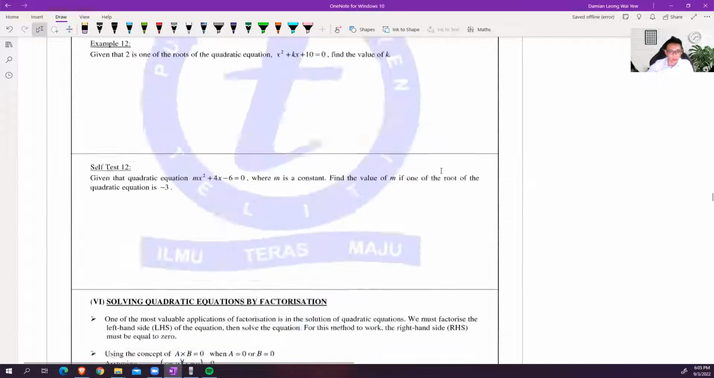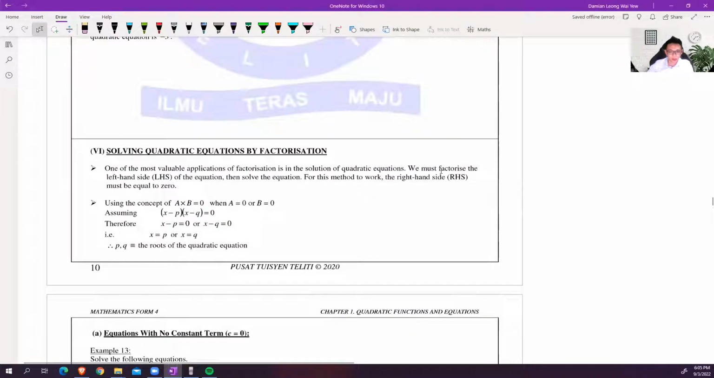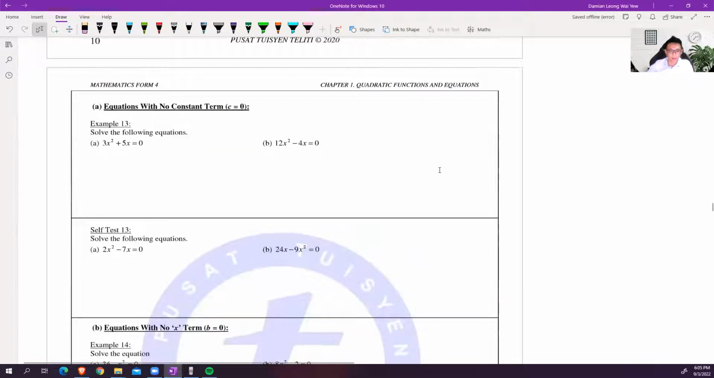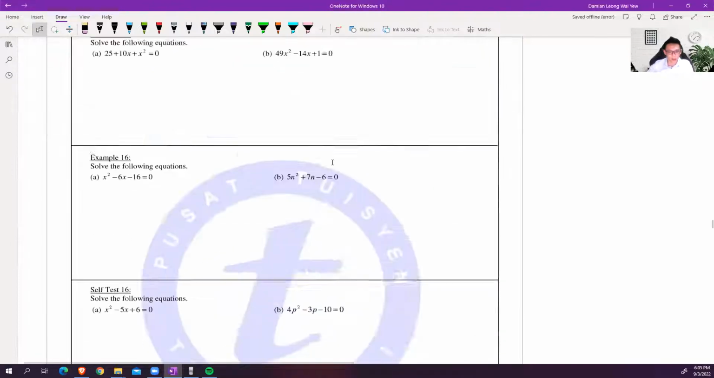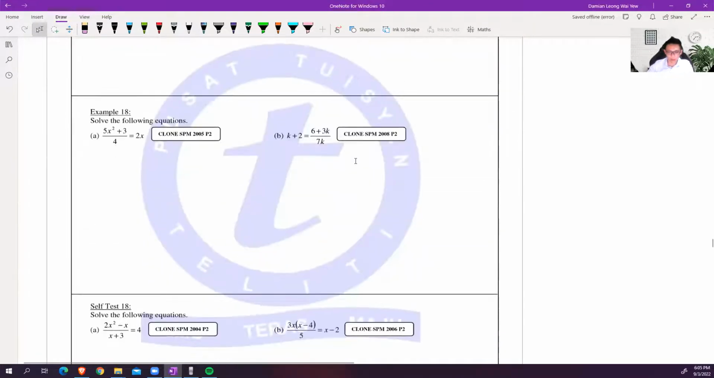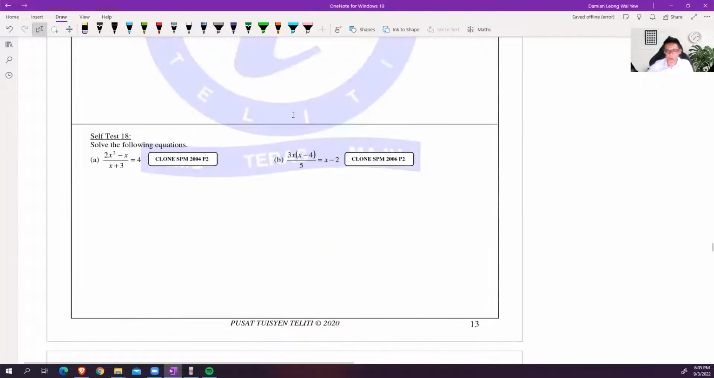And then, of course, solving your quadratic, solving by factorization, basically. That one you have to know. Basically, make sure you know how to factorize. And when it equals 0, either one of the brackets must equal 0.